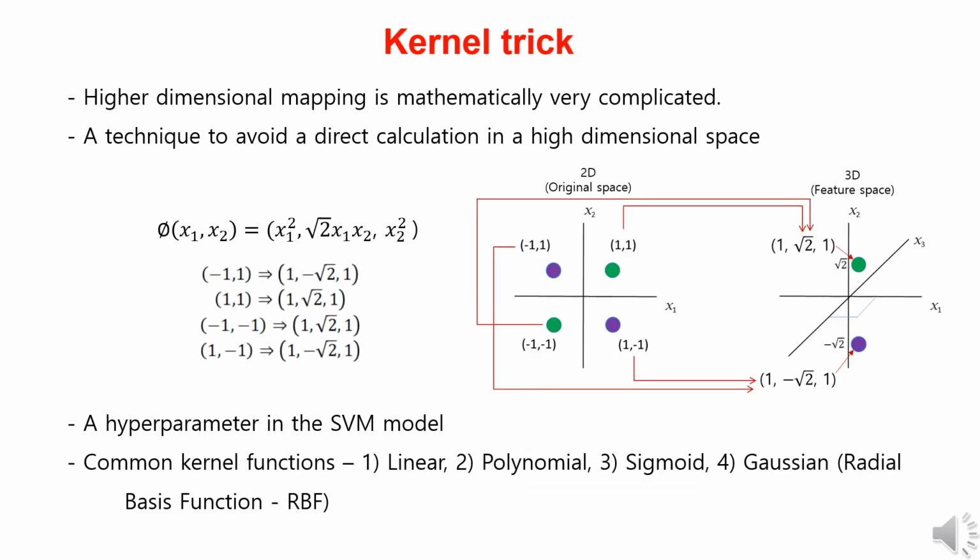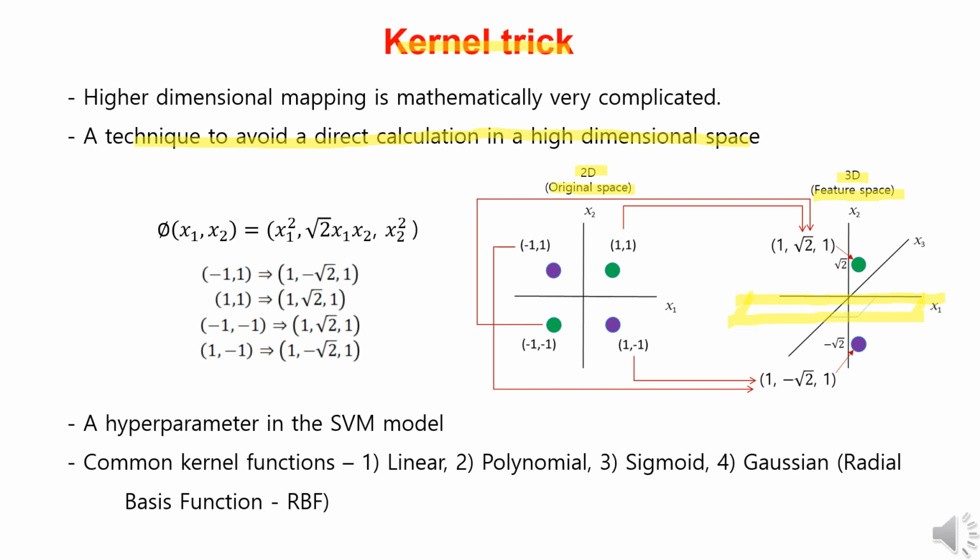Even if we don't know the specific form of the function being used, we can use kernel functions, which allow us to transform data into higher dimensions without complicated computations. This technique is known as the kernel trick. In other words, as shown here, in a 2-dimensional space where data points cannot be separated by color, we can use a kernel function to transform them into 3 dimensions, enabling linear separation.